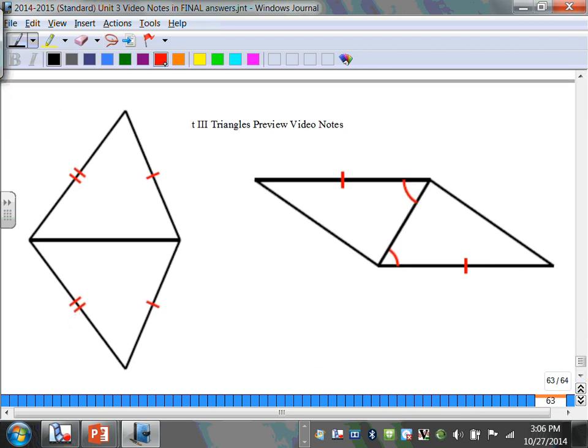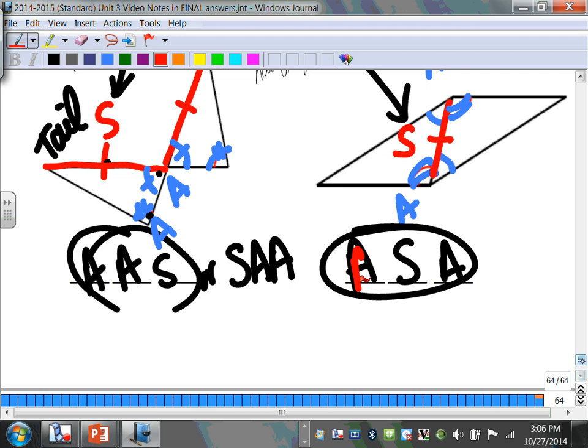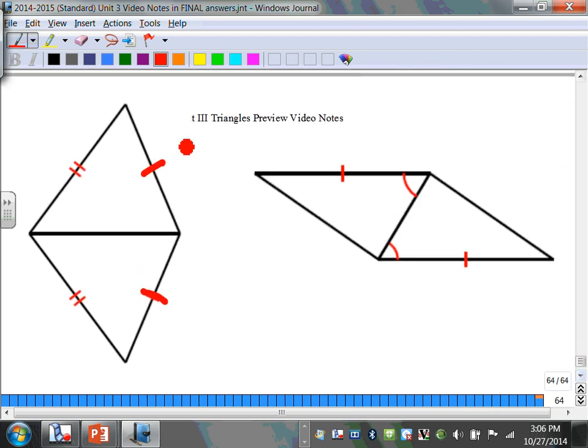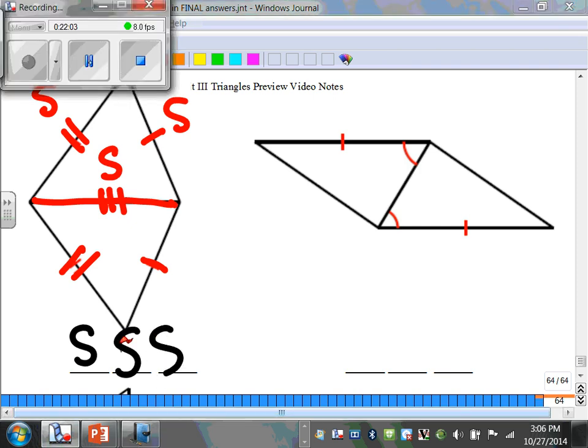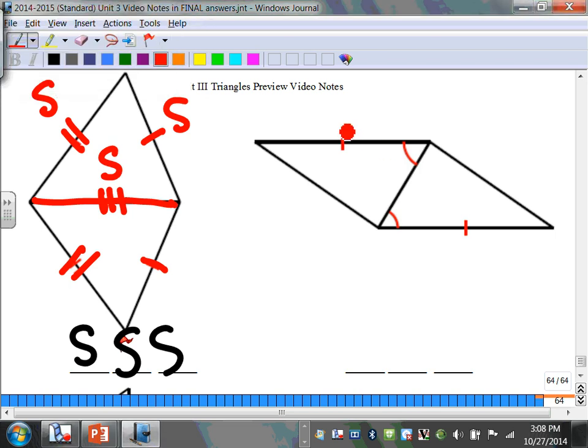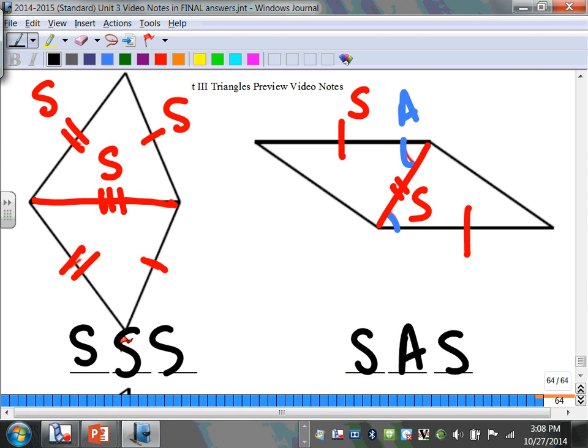This one, we had a pair of sides. S, and then we have another pair of sides, S, and then here we have a third pair of sides. So my shortcut here is going to be side, side, side. Okay, let's take a look at this one here. We have a pair of sides. And then we had a pair of angles, and then here we had a pair of sides, reflexive, and that angle is sandwiched between the sides, so it's side, angle, side.